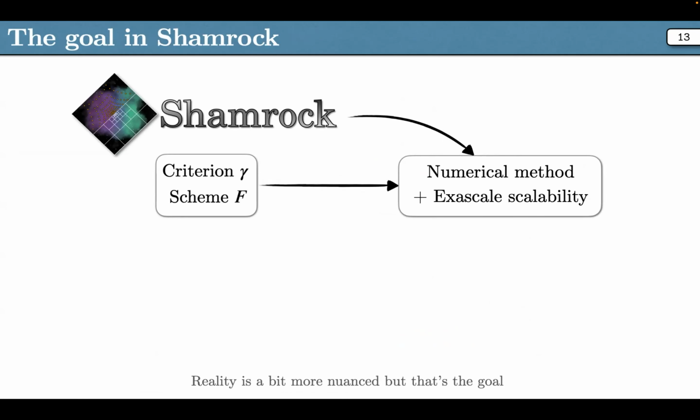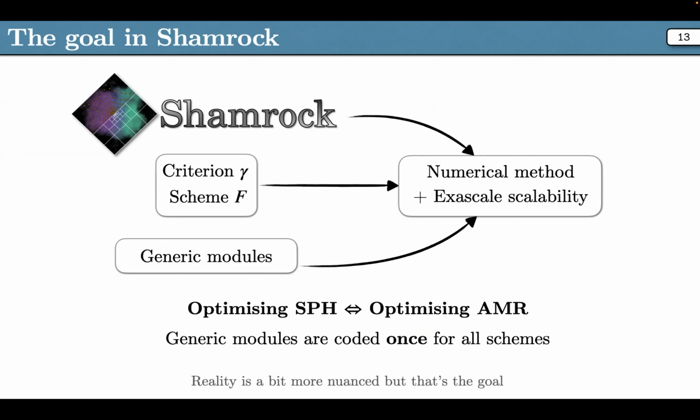This means that also, if you are optimizing the SPH, you are also optimizing the RAMSES scheme that is in the code, and inversely. Lastly, if you have any generic modules, for example equation of state, it's the first one that can come to mind, they are coded once for all the schemes. Of course, reality is a bit more nuanced, but that's what we are trying to aim towards.